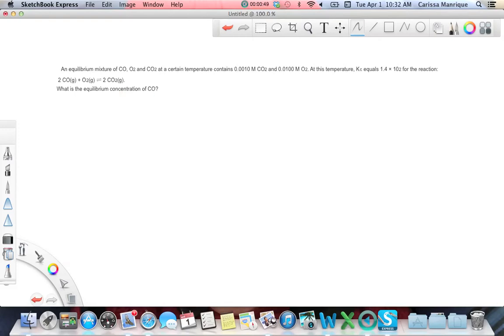So what I would do here is I would rewrite my equation out here. So 2CO plus O2 yields 2CO2. And then you don't have to do the whole ICE table because they already give you, do you see, these are at equilibrium? So they already give you the equilibrium concentration. So I'm just going to put equilibrium here because I don't have to figure them out.